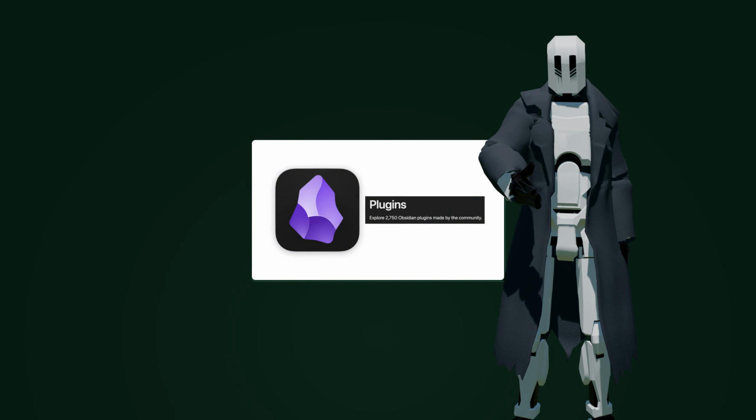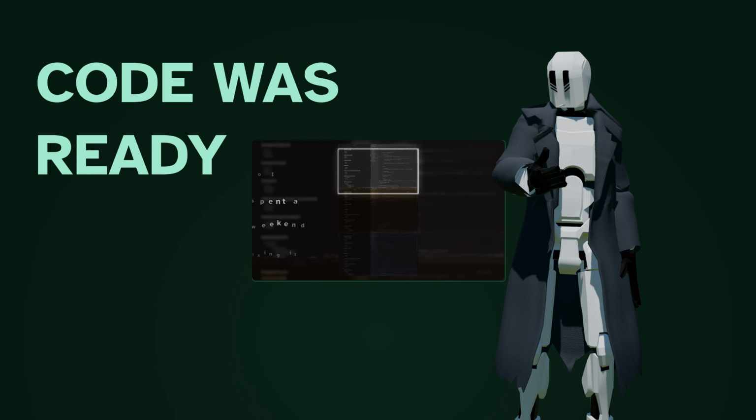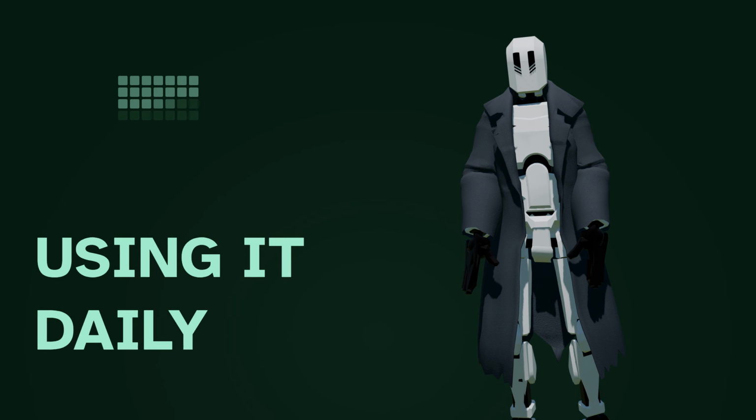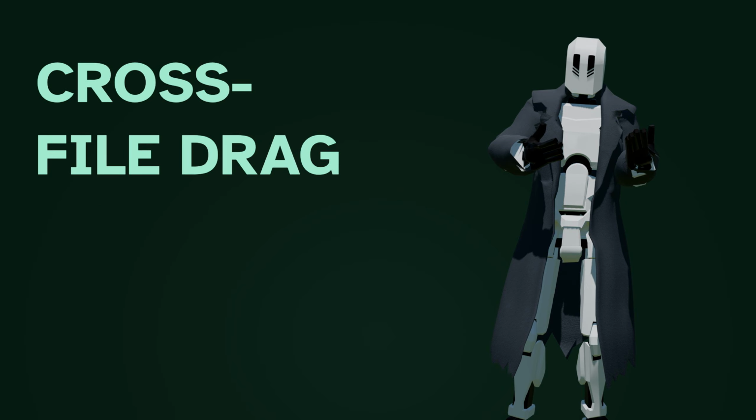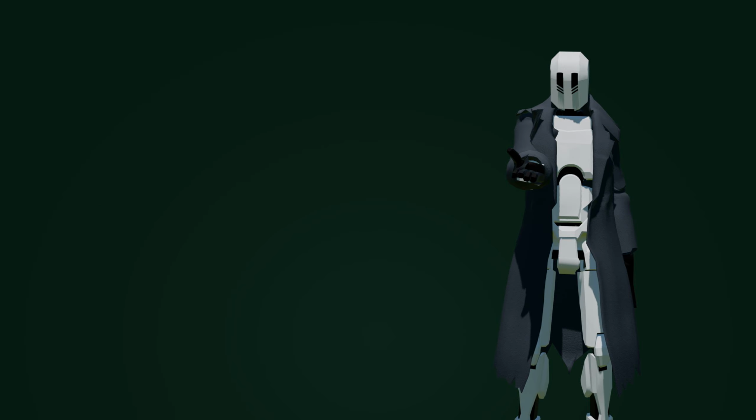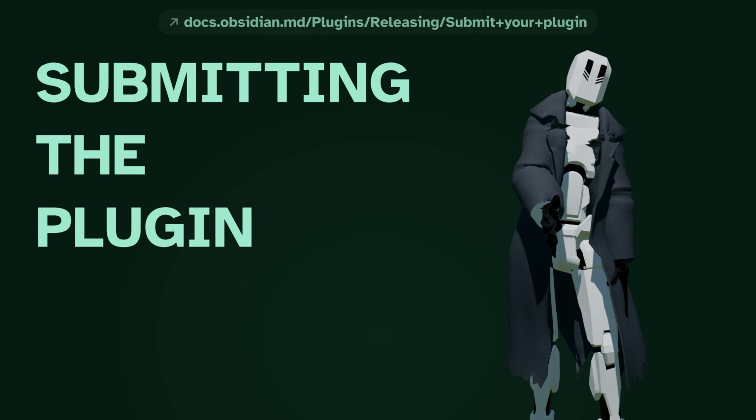If you didn't see the first video, that covered getting the code done and making sure everything was ready for submission. And since that last video, I've been using the plugin daily. It works great, and I've also added cross-group drag and some cross-file functionality that I'll be covering later. So from that last video, you should have already created a tag and created a release on GitHub. So now I'm going to go through the process for submitting the plugin based on the Obsidian documentation.